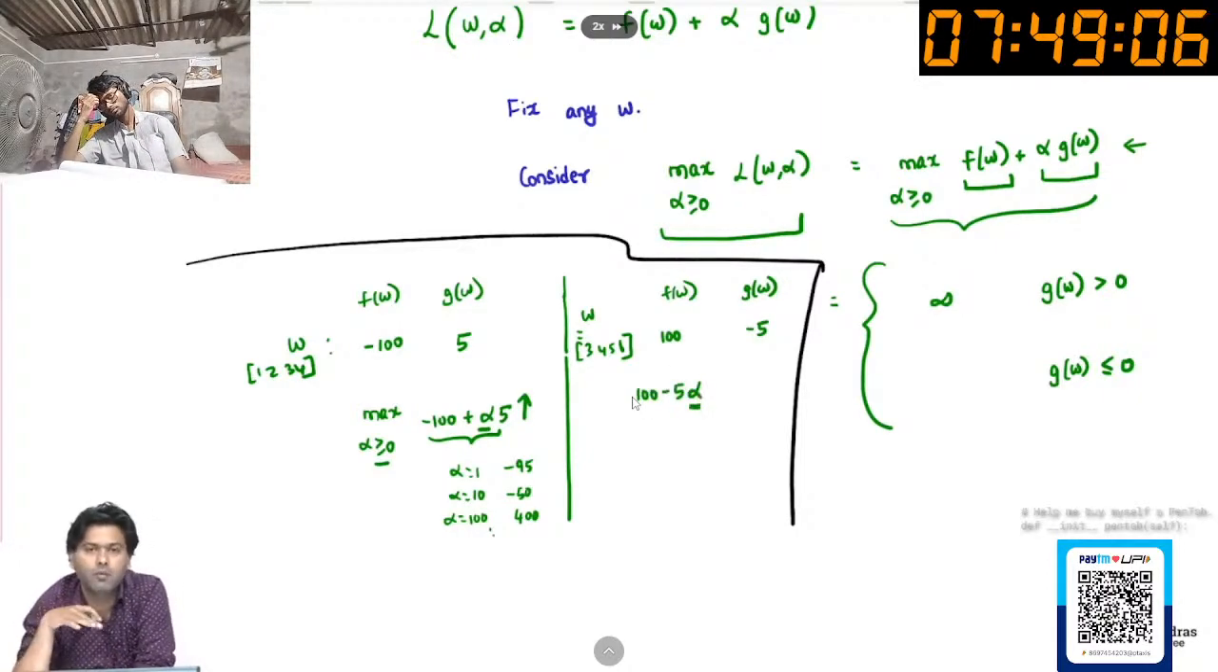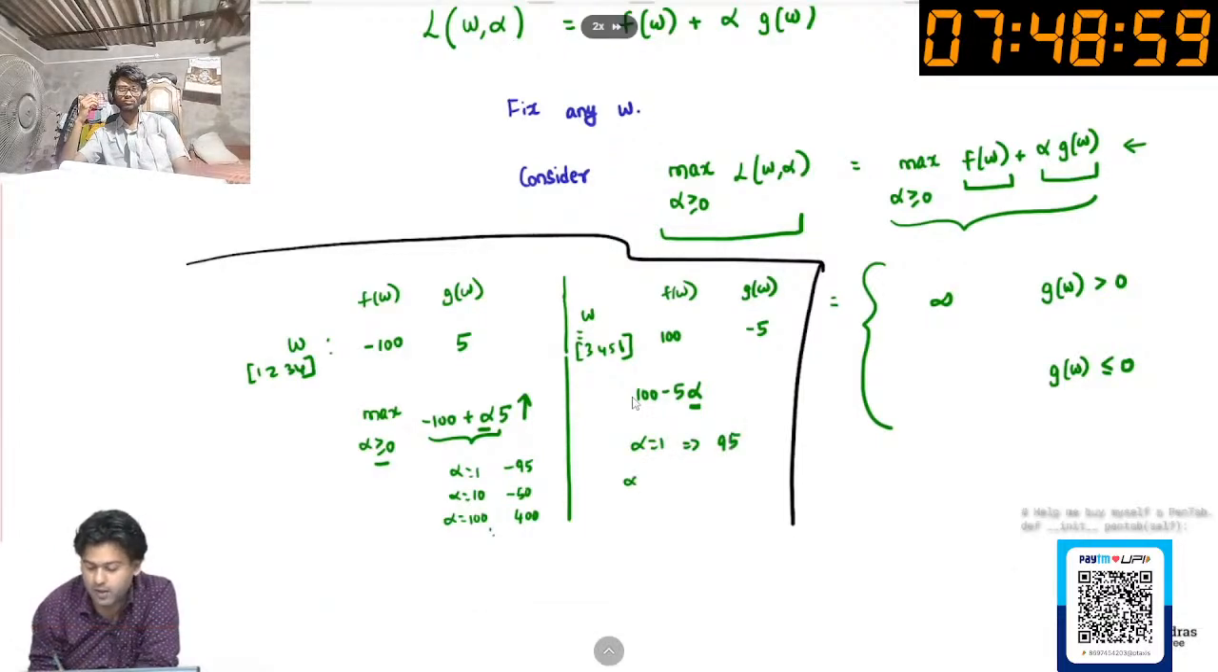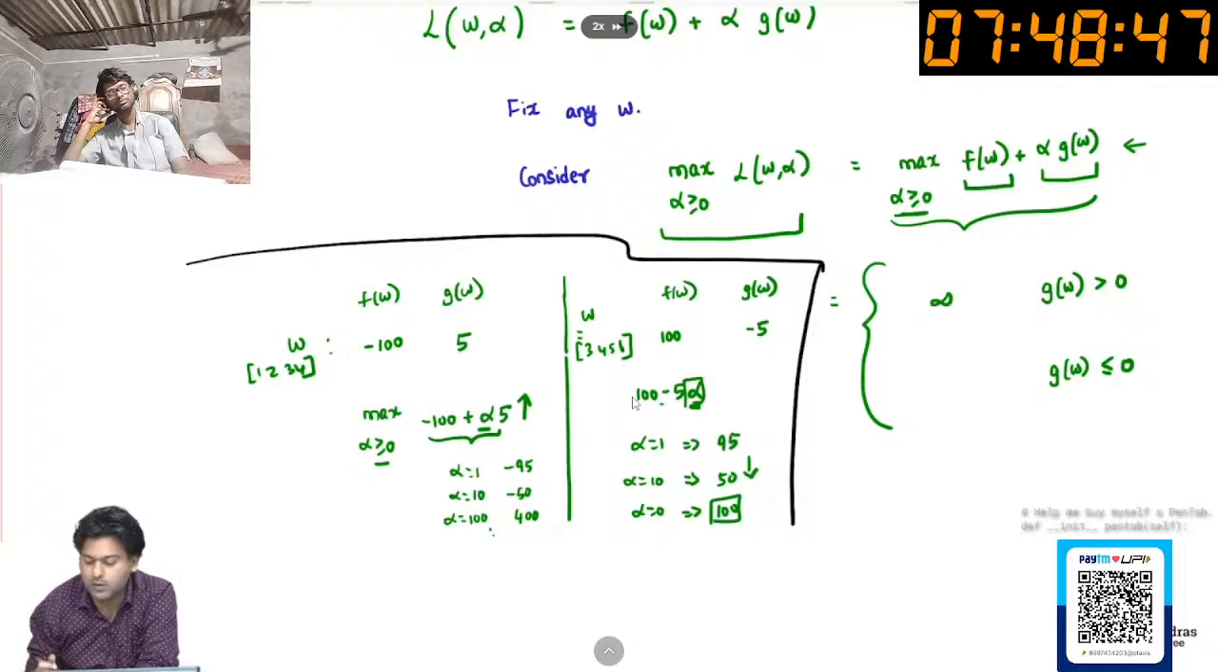Now again, I'm only allowed to have non-negative alpha. So if I set alpha equals 1, this value, 100 minus 5 alpha, is 95. If I set alpha equals 10, this value is 50. So the value actually goes down as I increase alpha, because of this negative sign. Of course, I cannot set alpha as negative because I'm only allowed to maximize over alpha greater than or equal to 0. So how much can I increase this? Well, I can always set alpha equals 0 to get 100 minus 0, which is 100. Any positive alpha is only going to reduce this quantity. So the maximum value that I can get is actually 100 only, which is f of w.